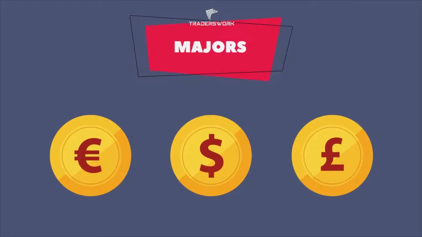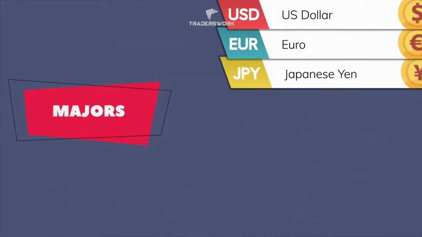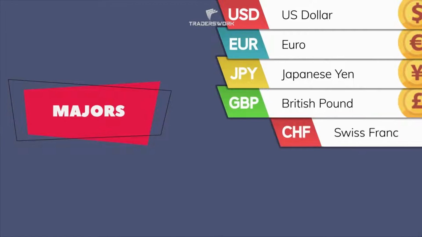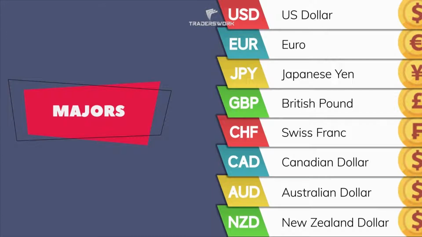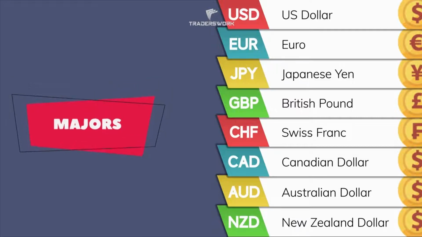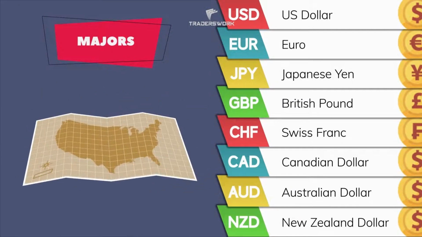The majors consist of 8 different currencies: the US dollar, the euro, the Japanese yen, the British pound, the Swiss franc, the Canadian dollar, and the Australian and New Zealand dollars. All currency names in Forex are shortened for 2 reasons. 1, to make working within the trading platform much easier, and 2, to be able to identify the country and the currency that belongs to it more easily.